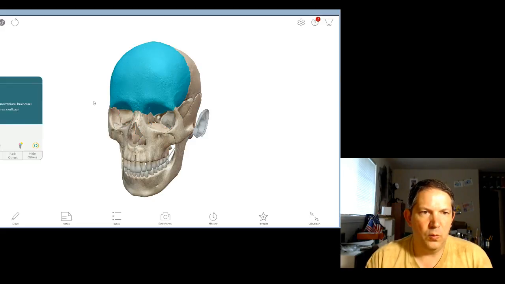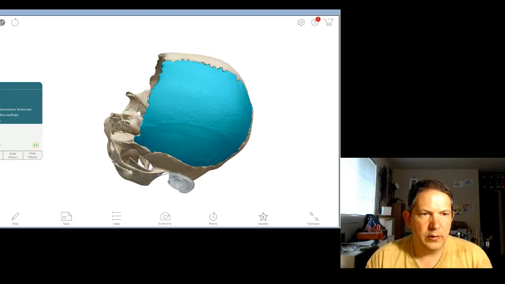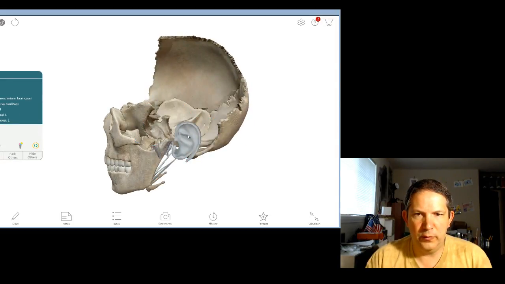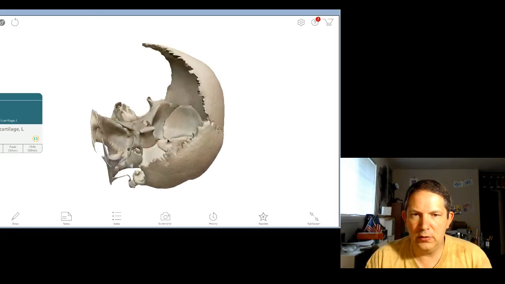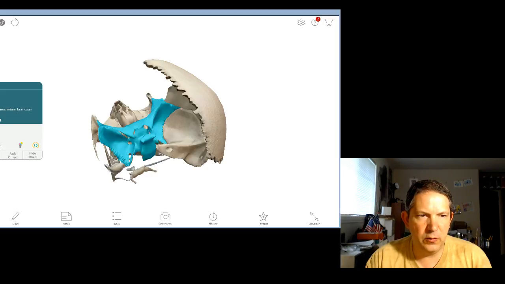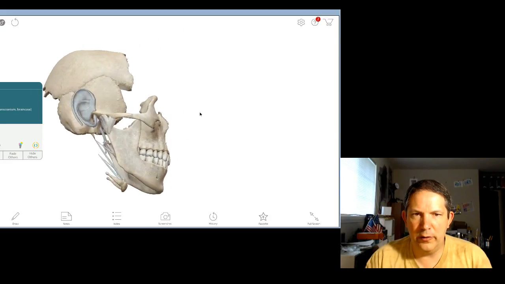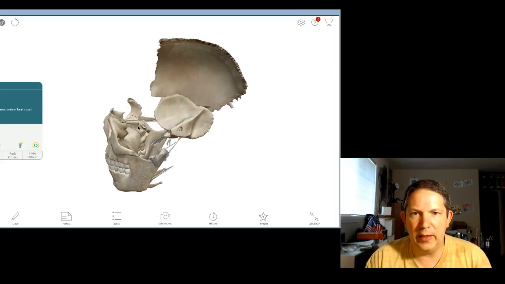So there's one frontal, two parietals. So I'll hide one side at least. Two temporals. I'm going to remove the ear cartilage just to get that out of the way. Okay, so two parietals, two temporals, one occipital, one sphenoid, one ethmoid, and voila, I think that's all the bones that make up the cranium, you know, the brain case.